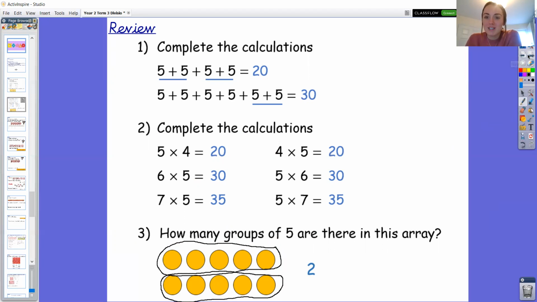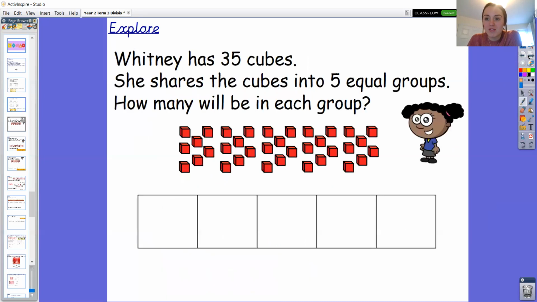Okay, well done, Year Two. Let's move on to the explore phase for today. So Whitney has 35 cubes. She shares the cubes into five equal groups. How many will be in each group?